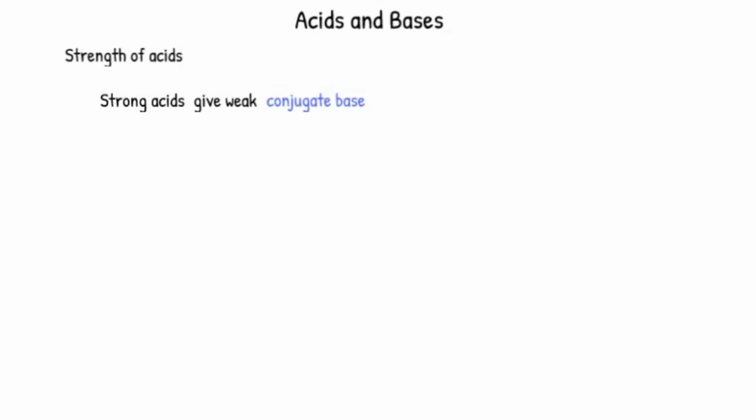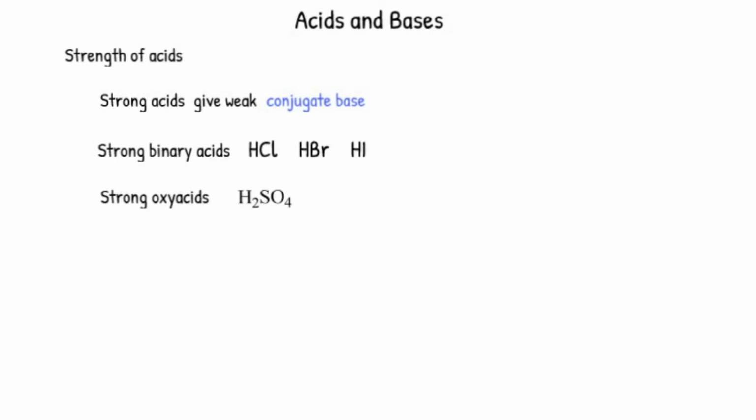It is important to remember some of the strong acids. The strong binary acids are HCl, HBr, and HI. Strong oxyacids are sulfuric acid, nitric acid, and perchloric acid. These are all inorganic acids.